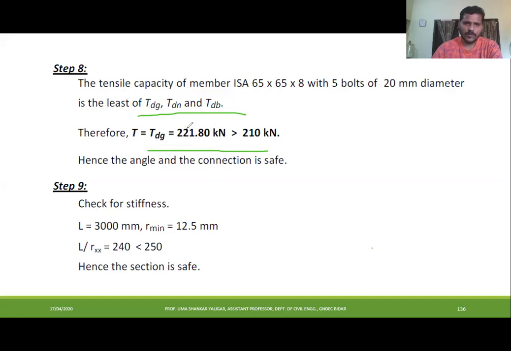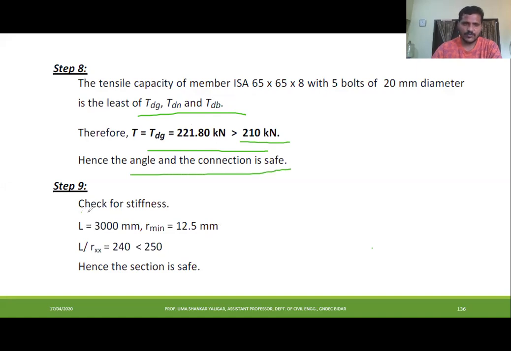Hence, the value we obtained should be greater than the TU, the given tensile force. Then only it is safe. Otherwise, it is not safe. If this value is less than the given tensile force, then we need to redesign. Once again we need to repeat the steps from step number 1 to step number 8. That's why your design strength value should always be greater than the given design tensile force. Hence, the angle and connection is safe.